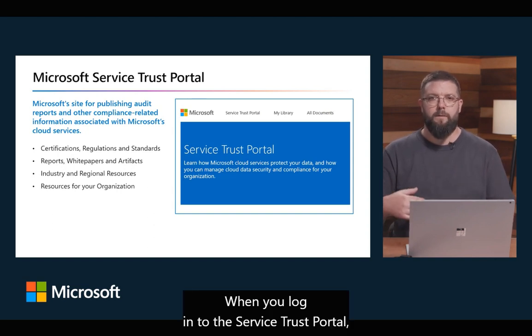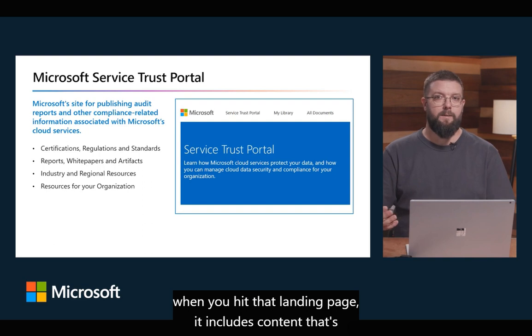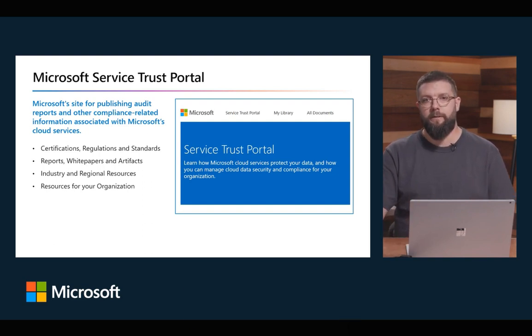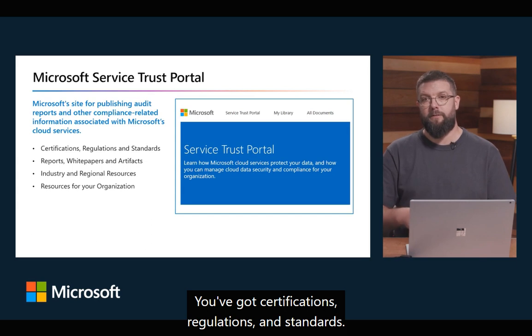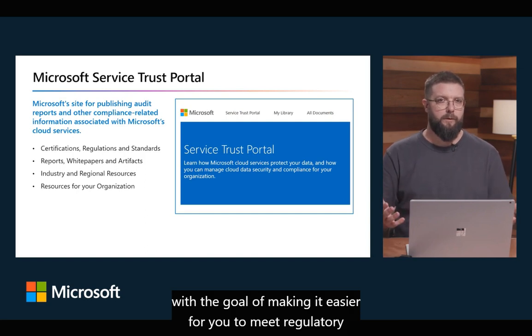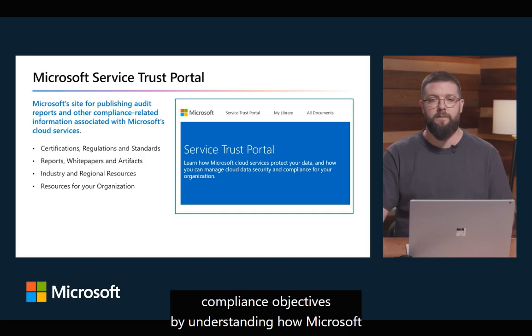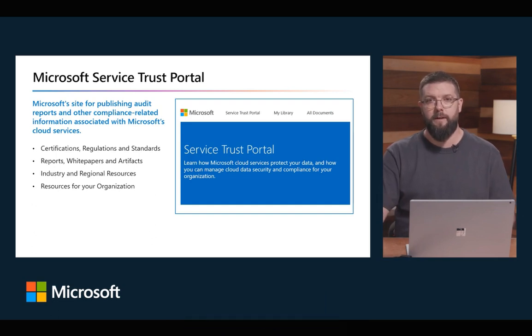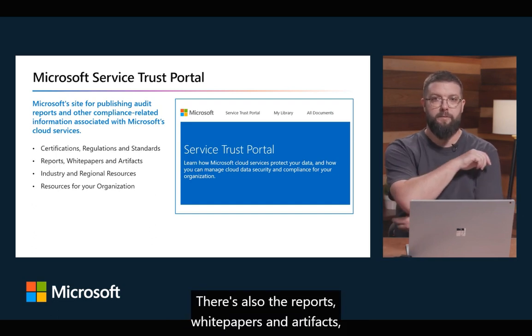So when you log into the Service Trust Portal, when you hit that landing page, it includes content that's organized into the following categories. You've got certifications, regulations, and standards. So that's security implementation and design information with the goal of making it easier for you to meet regulatory compliance objectives by understanding how Microsoft Cloud Services keep your data secure. There's also the reports, white papers, and artifacts.